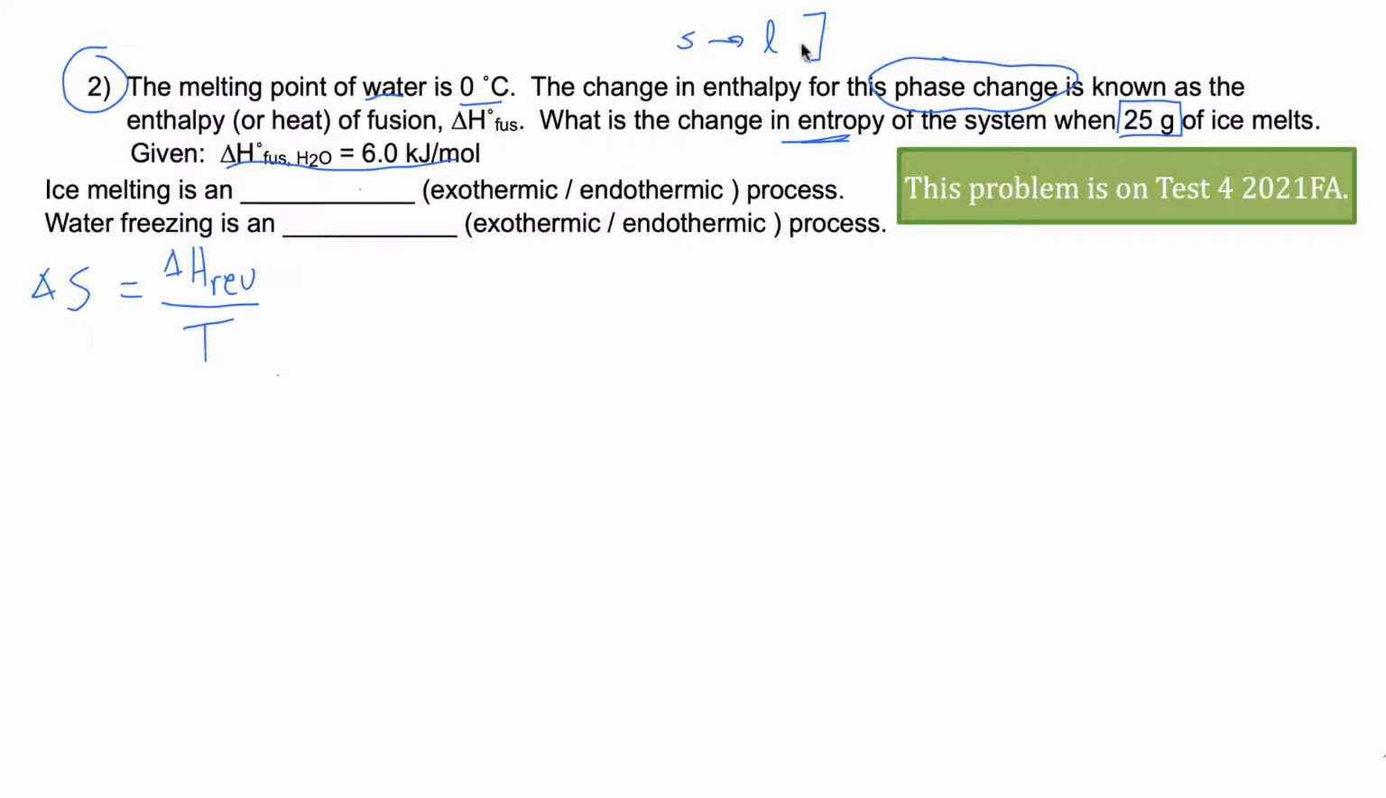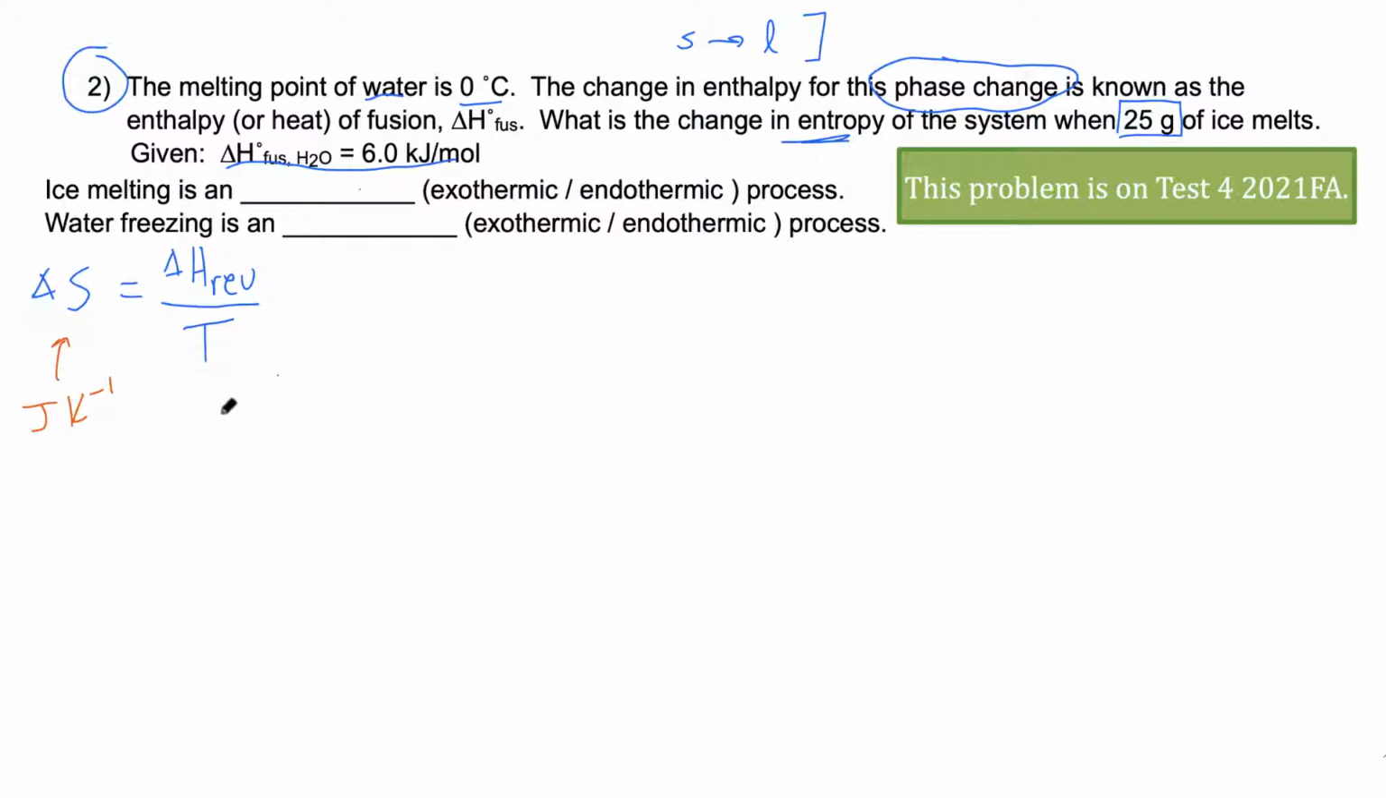And just remember, what is this going to give us? Once we plug and chug, this is going to give us a unit of joules per Kelvin, or kilojoules per Kelvin. It just depends on the magnitude of the change. But that's the units of the entropy value.